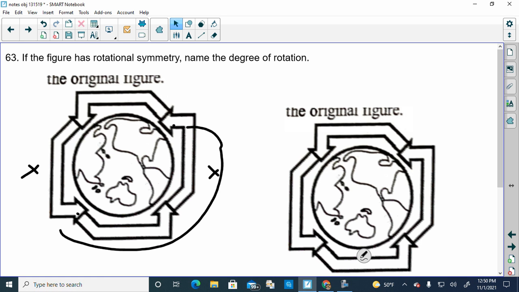But because of the continents, when you rotate that, these do not match up. So if I were to rotate this over to here, that's not matching up with what the original looks like. So this one has no rotational symmetry, so you can't even answer that next one. Again, you'll see these on your worksheet when you get it. So it does not have rotational symmetry. That's why it says if the figure has rotational symmetry, which it doesn't, then you would name the degree of rotation. So if the planet thing wasn't there, then you can actually say like 90 degrees, 180, back to 360. Good?